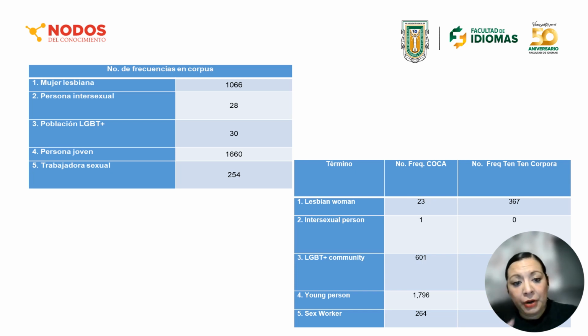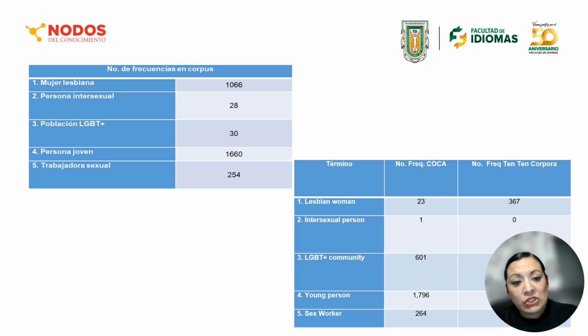But if we compare them with the COCA, we got, for example, that mujer lesbiana and lesbian woman have a similar amount of uses among them. I'm not saying they have exactly the same, but if we pay attention, we're talking about thousands. And also in persona joven, we have thousands, for example. So it's not a big difference.